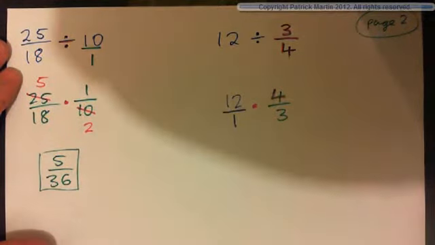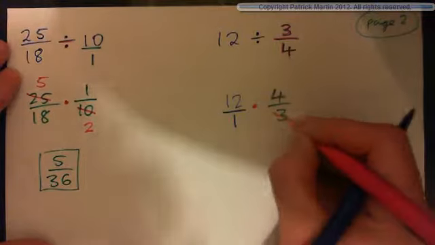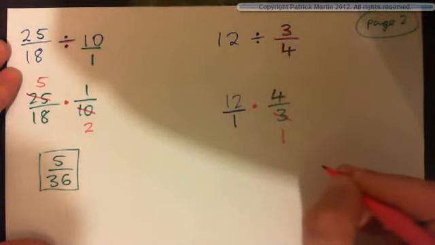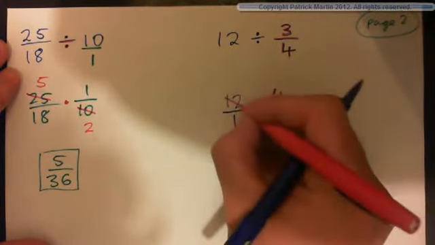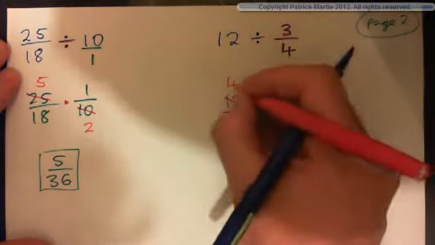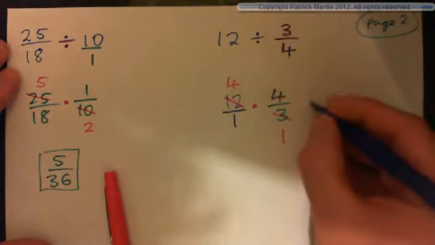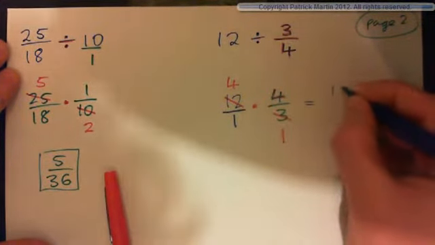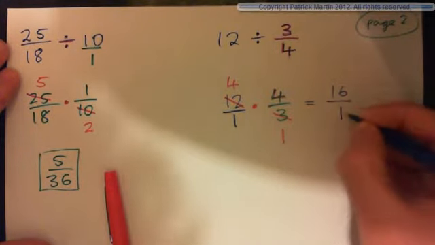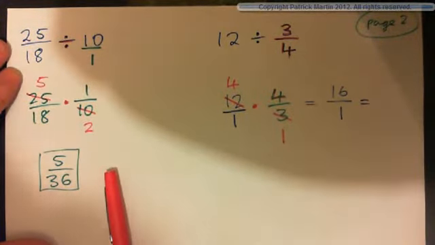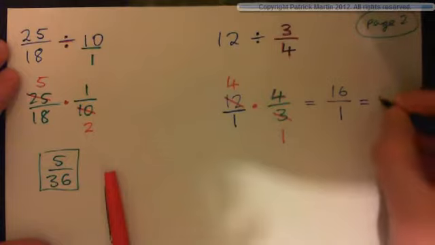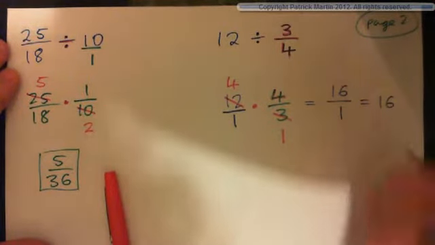And now cross cancel common factors. 3 into 3 goes once. 3 into 12 goes 4 times. So we get 4 times 4, 16, over 1 times 1, 1. And of course 16 over 1 becomes 16. Right? Good job.